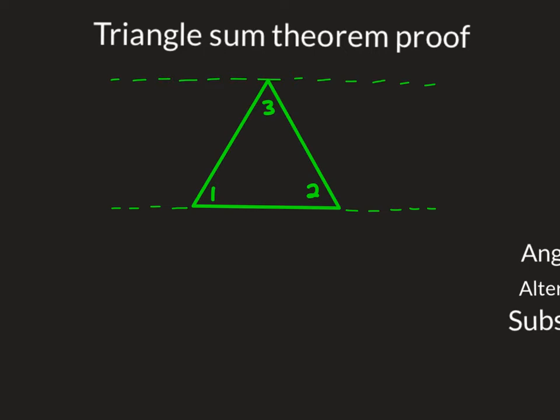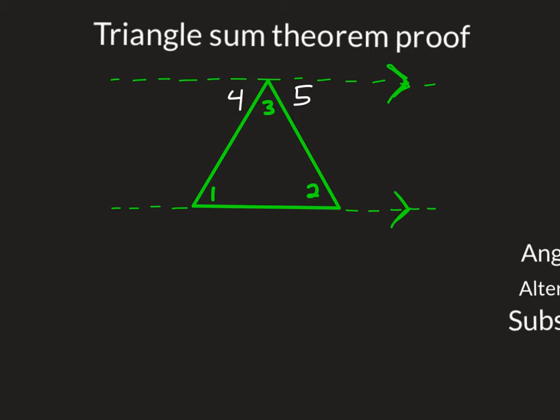So I can go ahead and mark it with arrows here. So I'm going to put an arrow there and an arrow there. And that shows that those two lines are parallel. So we have some parallel lines here. And when I draw that top parallel line, it creates a couple of new angles. So I'm just going to label those, maybe angle 4 and angle 5.